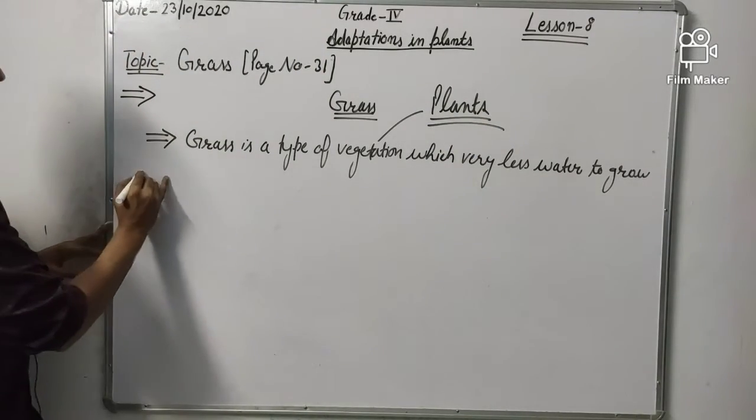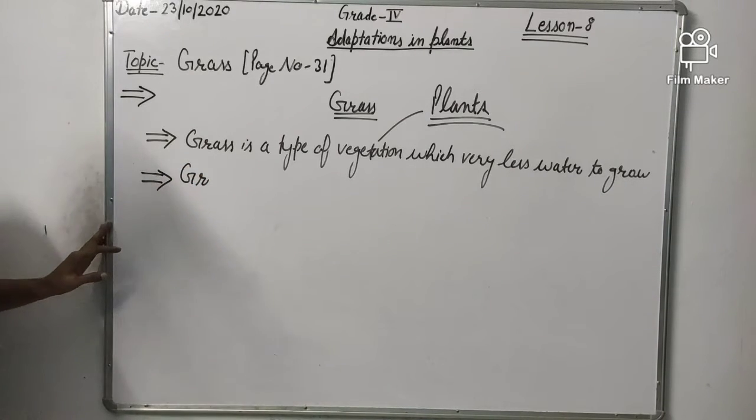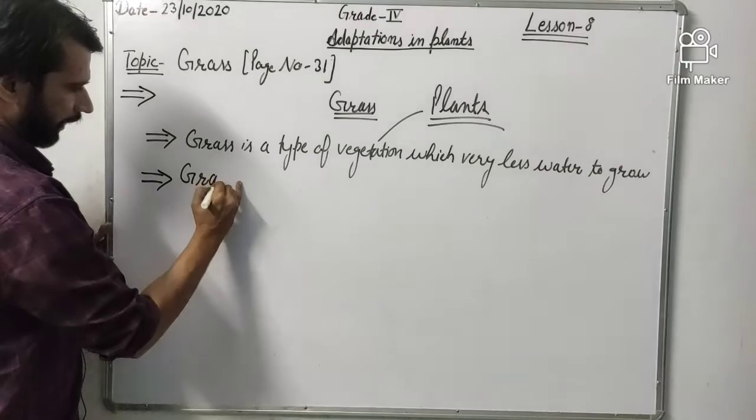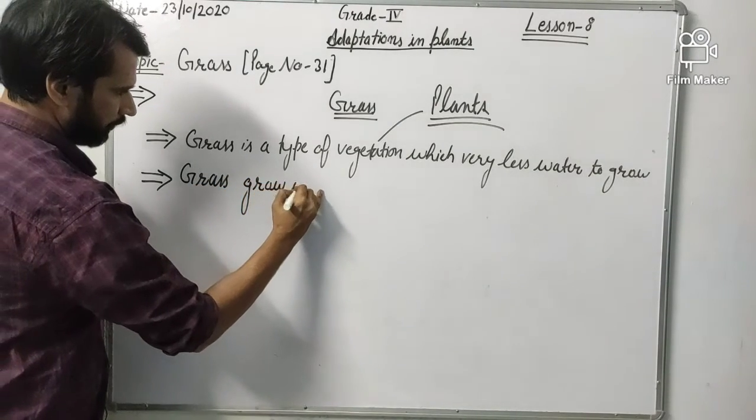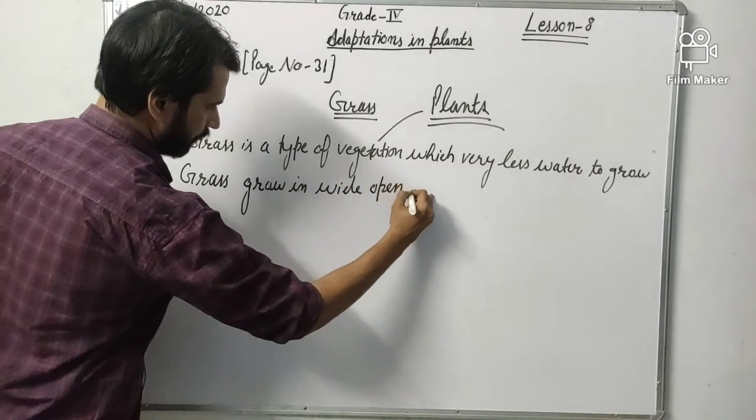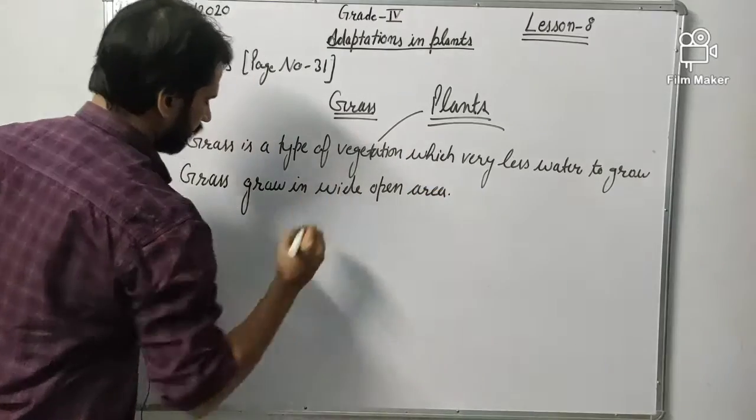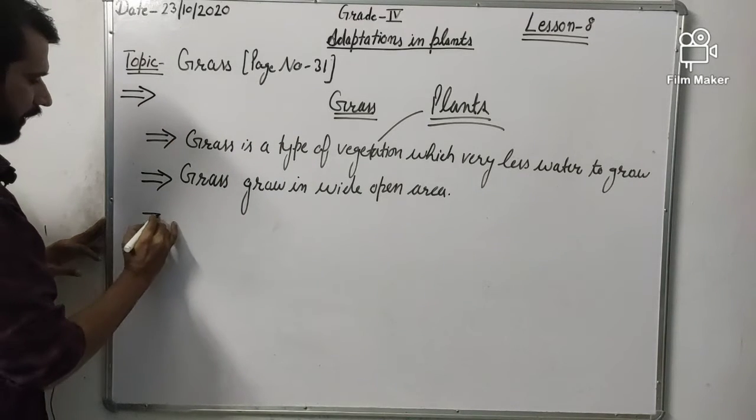Second adaptation of grass is that grass grows in wide open areas. Grass does not require a particular area to grow. They can grow anywhere in the ground and they do not need much care to grow. So this is the second adaptation of grasses.